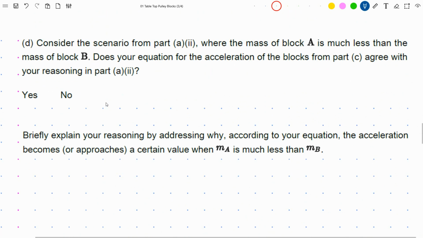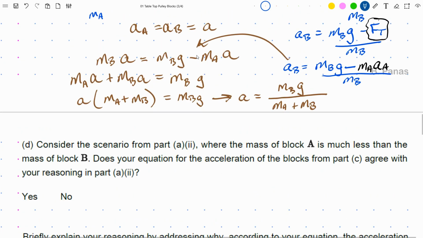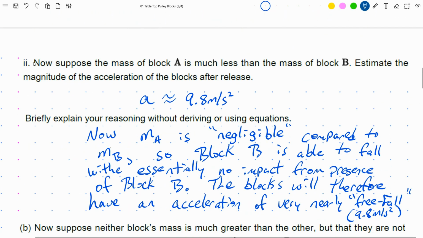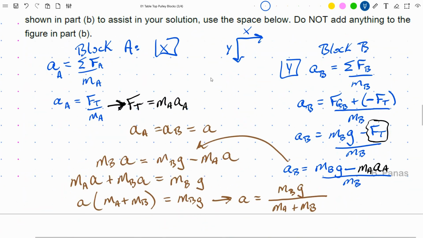I'm going to move on here to part D. Part D says, consider the scenario from one of the earlier parts. So part A, subpart 2, I have to remind myself of what that was again. Okay, so subpart 2, yeah, right here. So A is the one that is very much less than the mass of B. And I was supposed to back then estimate the accelerations, and I said it'd be basically that of free fall, 9.8, and I explained it. So A is much less than B.